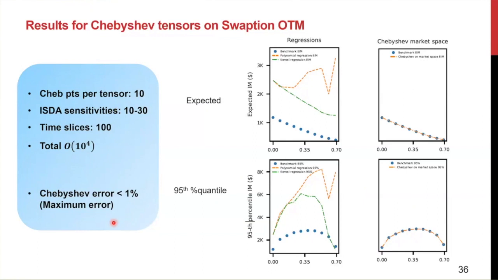Now, on the right-hand side, you'll see some plots. The top row basically shows the expected exposure profile over initial margin. So the blue dots would be the ones computed with the brute force approach, which of course takes ages. Bottom row is the 95th quantile. And we actually computed these same profiles using two things.